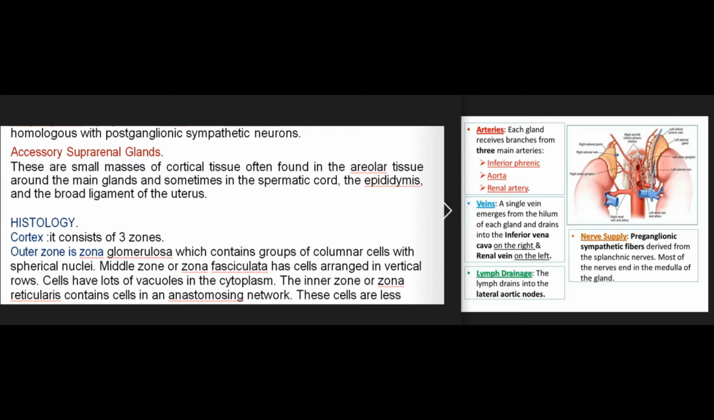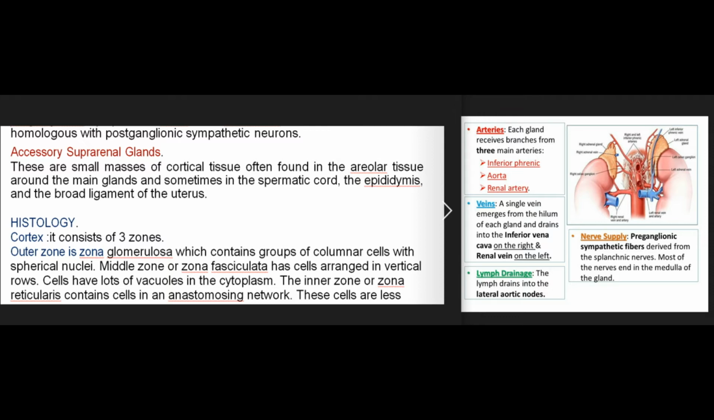Histology. Cortex. It consists of 3 zones. Outer zone is zona glomerulosa, which contains groups of columnar cells with spherical nuclei. Middle zone or zona fasciculata has cells arranged in vertical rows. Cells have lots of vacuoles in the cytoplasm.